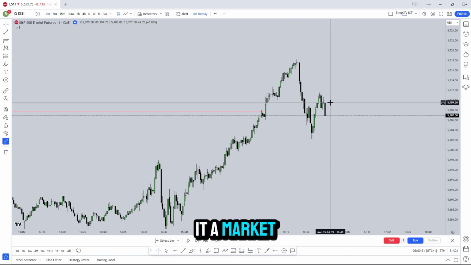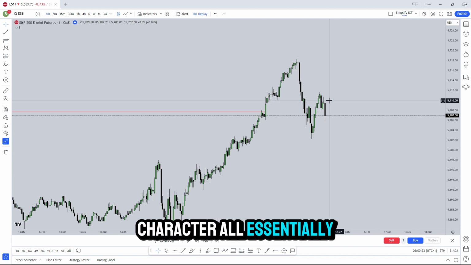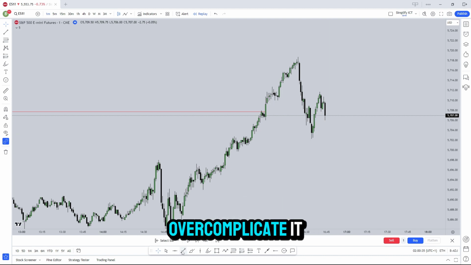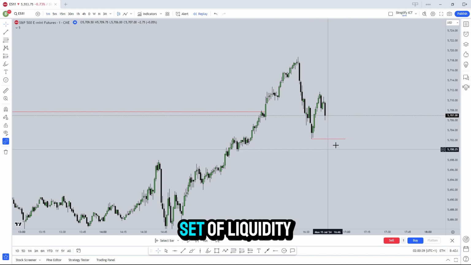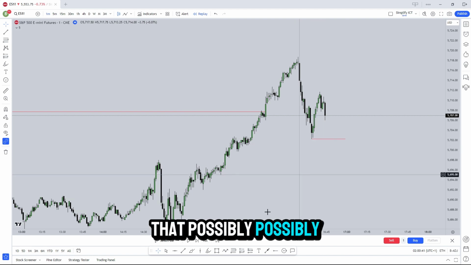You can call it a market structure shift, a change of character, all essentially the same thing. We don't want to overcomplicate it. Now you can see we've made this low right here, so we've created another set of liquidity that price could possibly go ahead and take out.